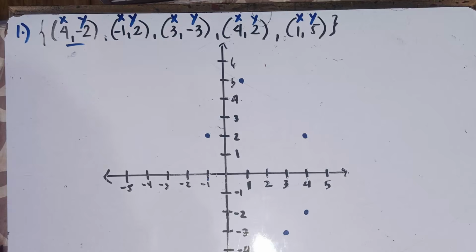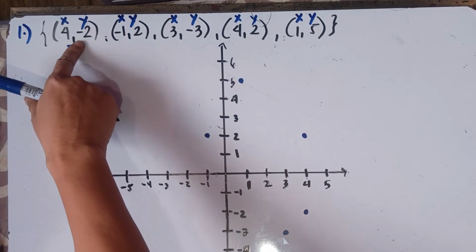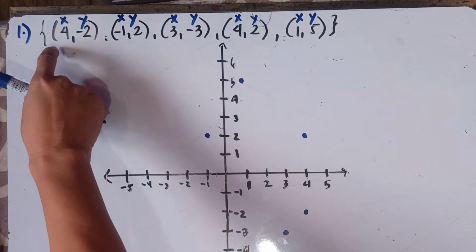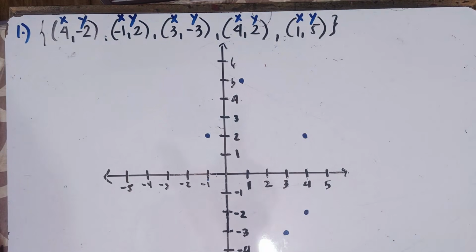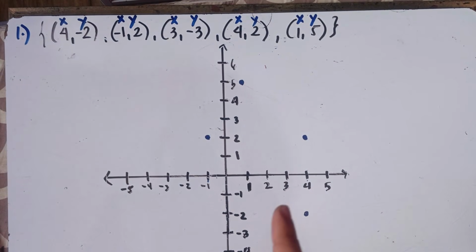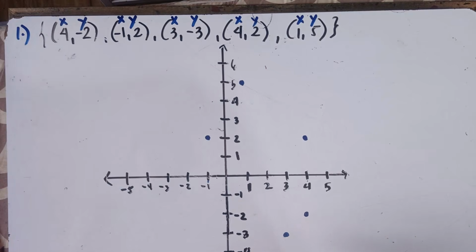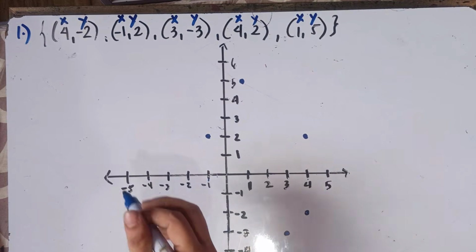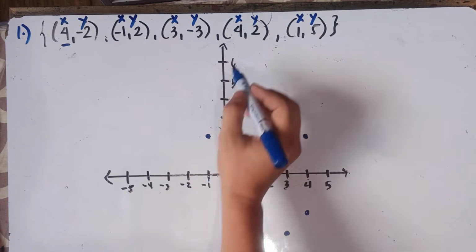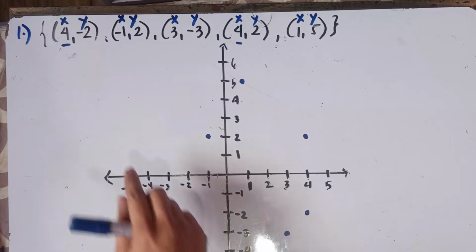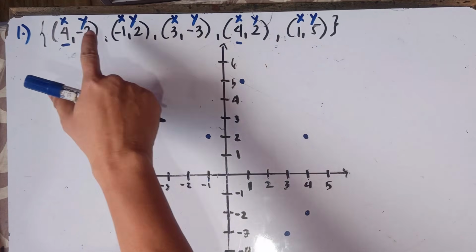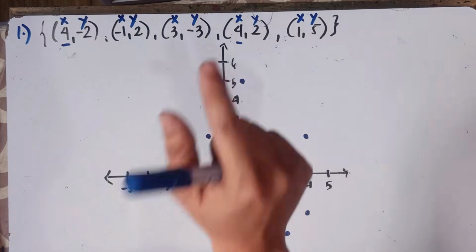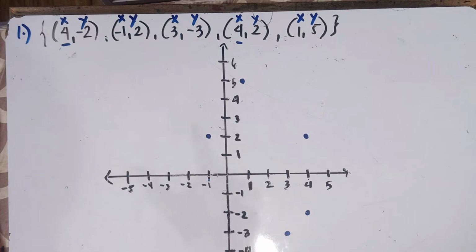Once again, class, if you have a given set of ordered pairs, you can easily determine if this is a function or not. If the given x value, the given input, is repeating with different outputs, automatically, class, this will not be a function. Example, class, this one right here. The x value 4 is repeating with different outputs. There will be negative 2 and then positive 2. Automatically, class, this will not be a function.